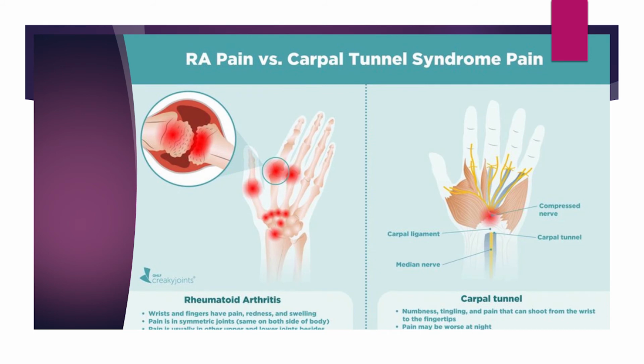This is caused by a compression in the nerve that causes numbness, tingling, and pain that can shoot from the wrist to the fingertips. There's also a pain that usually only occurs in one hand at a time.